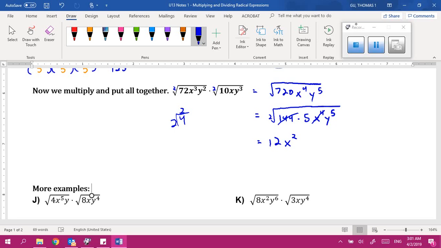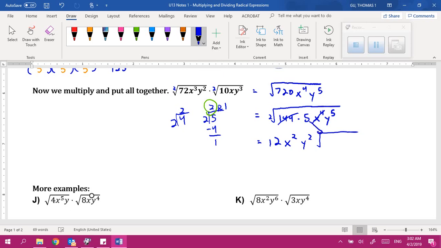Next, y to the fifth. So I'm going to take 5 divided by 2. And what goes into 5? 2 goes in twice, 4, and 5 minus 4, the remainder is 1. Okay? So on the outside it's going to be y to the 2. That is this 2 right here. And on the inside of my radical, what did I not use? I didn't use this 5.